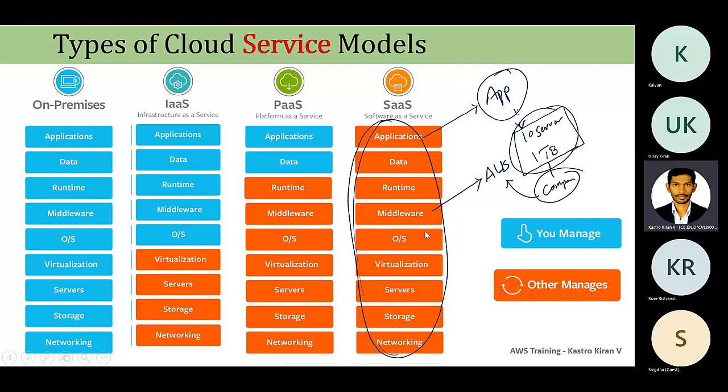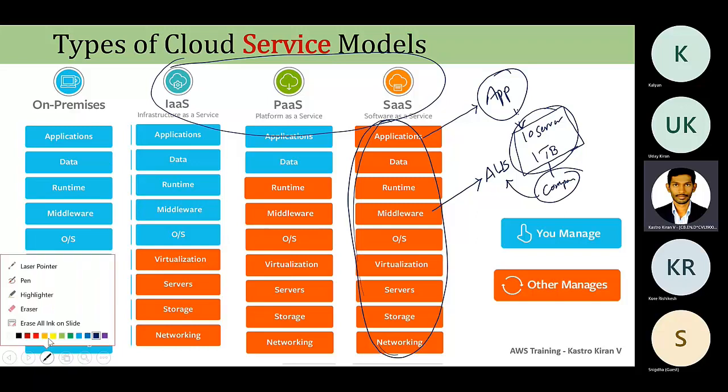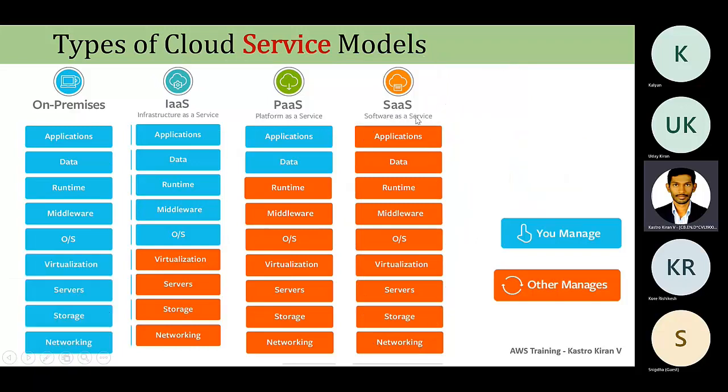Okay, so what exactly is AWS? AWS is actually a combination of all these three. AWS does not provide only infrastructure. AWS will not provide only platform as a service. AWS does not provide only software as a service. AWS is actually a combination of all these three, and that's the reason why AWS is gaining prominence.